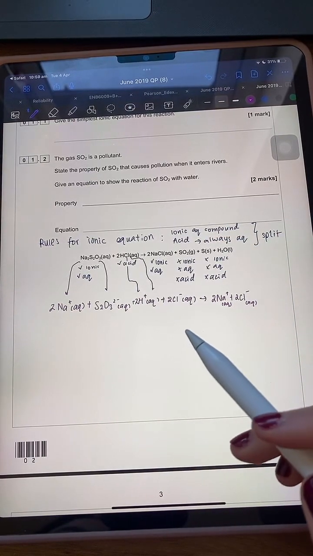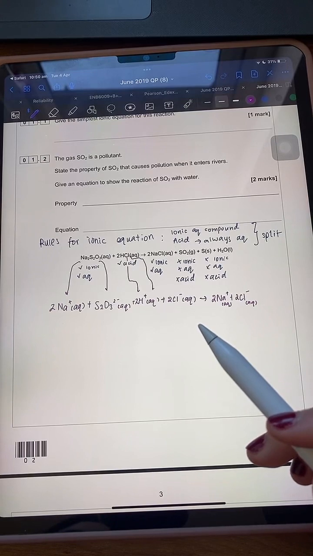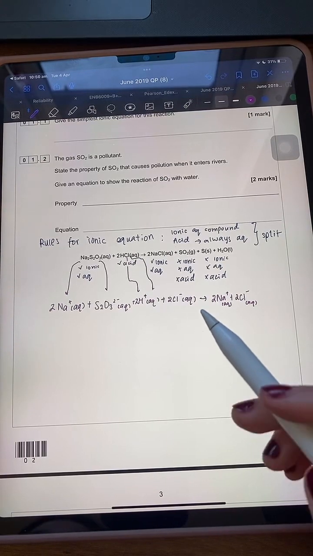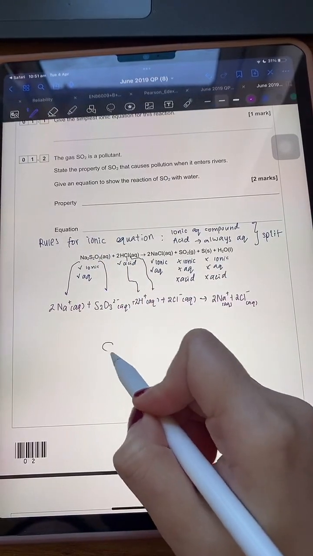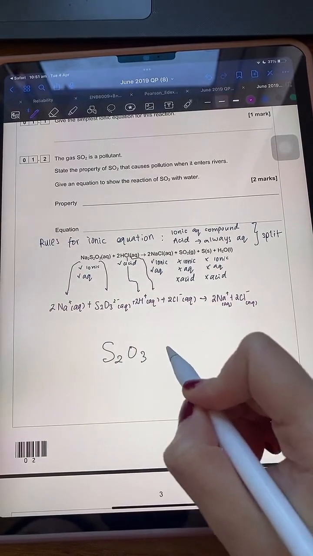How do you know it has a charge of 2-, and why isn't it split into S and then O as opposed to S2O3? Okay, so this whole thing here is called a thiosulfate. S2O3 is thiosulfate.